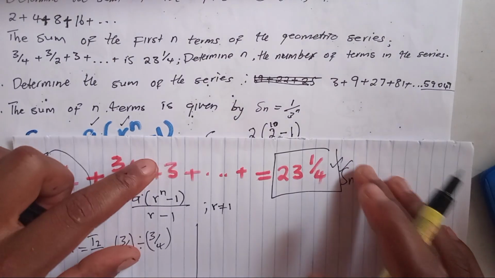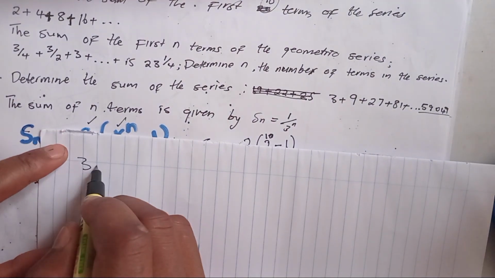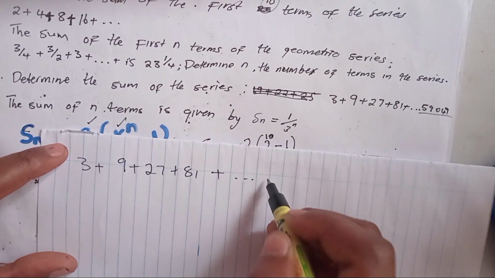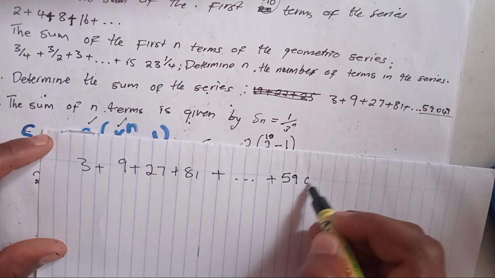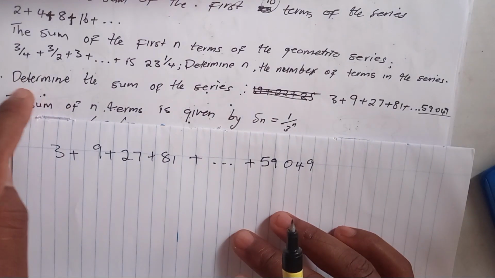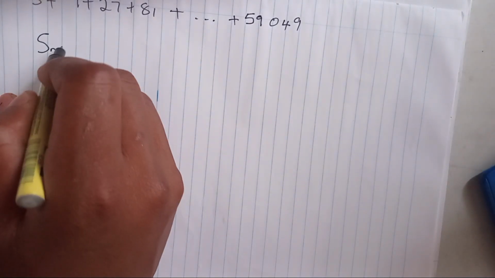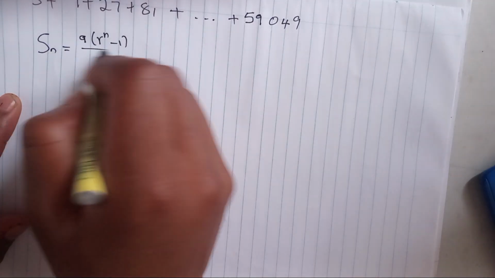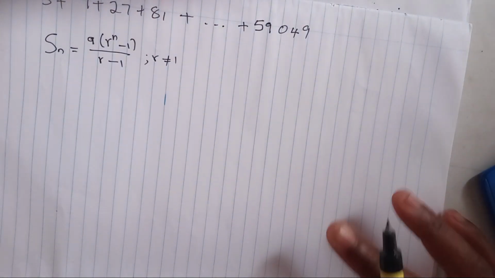So let's write the series. The series is 3 plus 9 plus 27 plus 81 plus, and then we have our last term as 559,049. Guys, in geometrics, you are going to work with large numbers, and then they say determine the sum. We want to know the sum of all these. It means that we're going to use the formula Sn is equivalent to a into r exponent n minus 1 divided by r minus 1, whereby r should never be equivalent to 1.